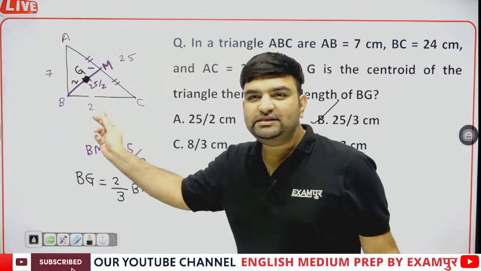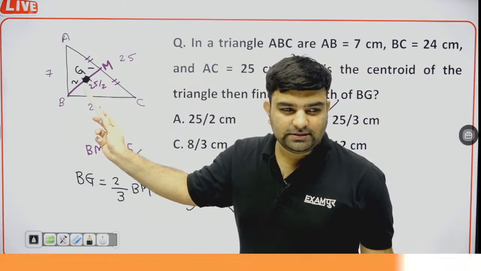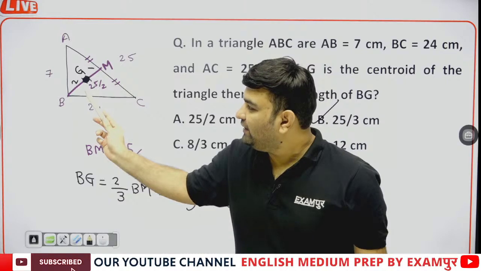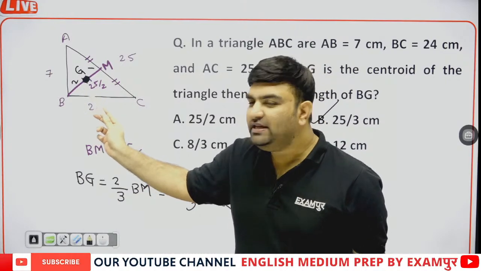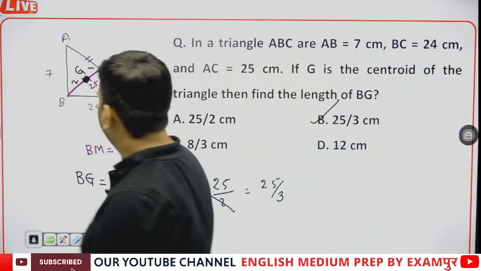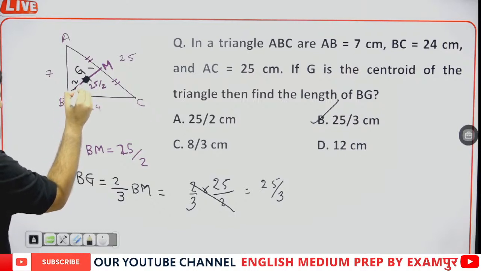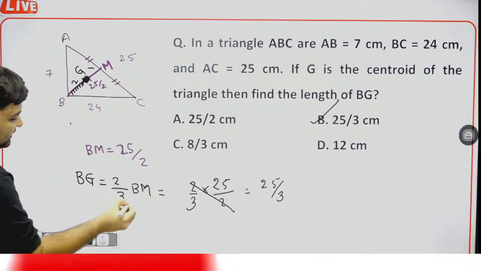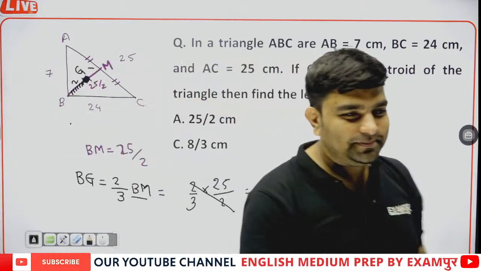Because G is the centroid, it lies on the median. It will divide the median in the ratio 2:1. So this BG portion is 2 by 3 of the total. So 2 by 3 of BM, 25 by 3 is the correct answer.